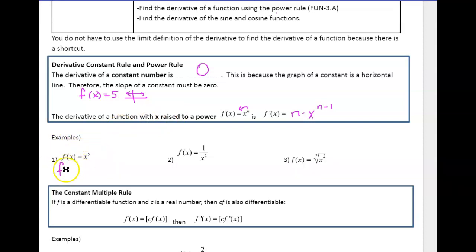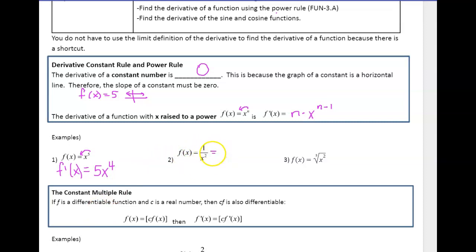So for our derivative, get used to writing your notation, especially on your homework. This just clarifies your work. So since this is just x to a power, I can use the power rule. We'll bring that 5 down and then subtract 1 and we get 4th. And that's it.